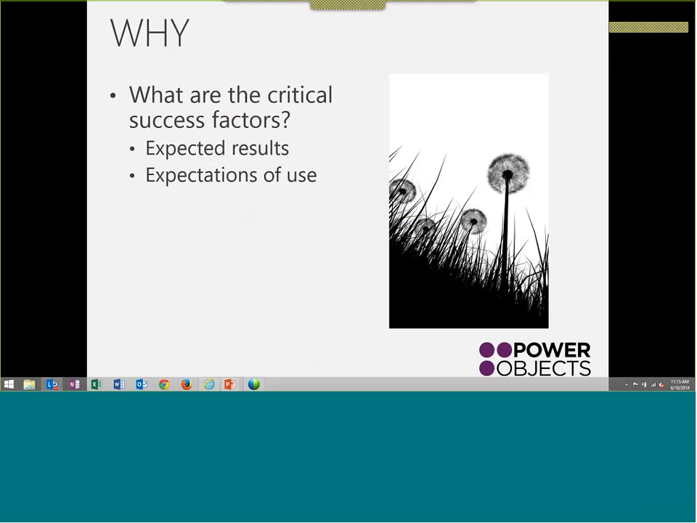So what are the expected results of the marketing technology, and what are the expectations of the use of the technology and how it will operate? A good way to start out making critical success factors is to just start a sentence that says, this technology or this project will be a success if, or it will be a success when, and fill in the blank. Another thing that you can do as you start to write those critical success factors is say, we will be able to do X when we're done with this.